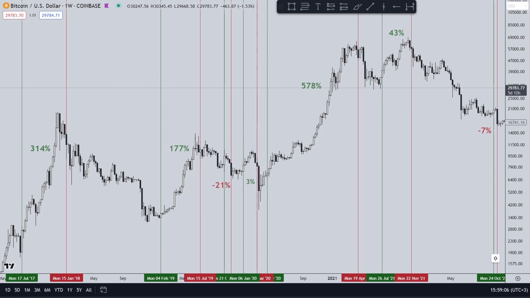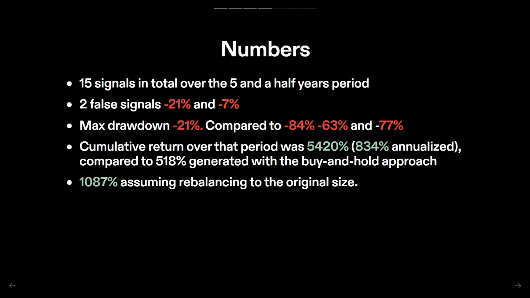We've received only 2 false signals in a period of 5.5 years. In the future slides, I'm going to show you how we started implementing the signal. Right now, let's look at the numbers on paper. All right. This is what we ended up with. 15 signals in total over the 5.5 years period. 2 false signals, -21 and -7% respectively.